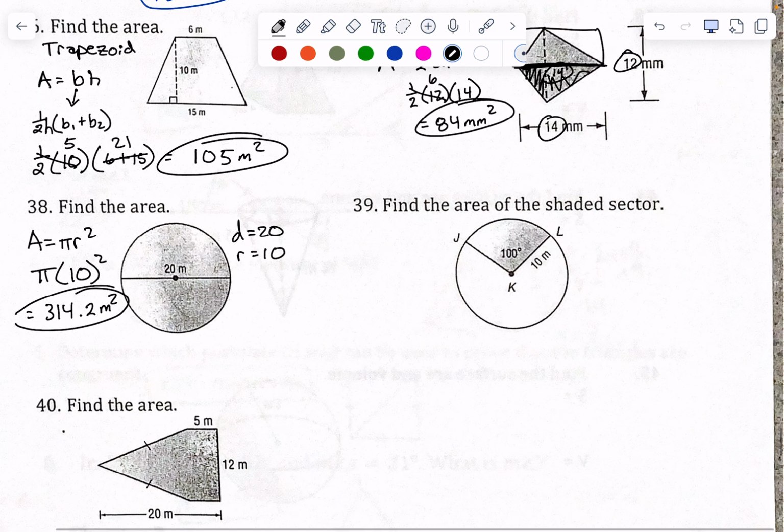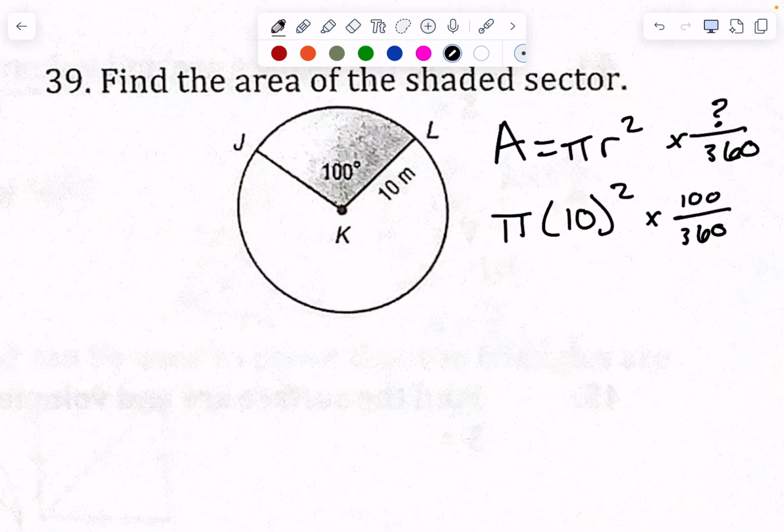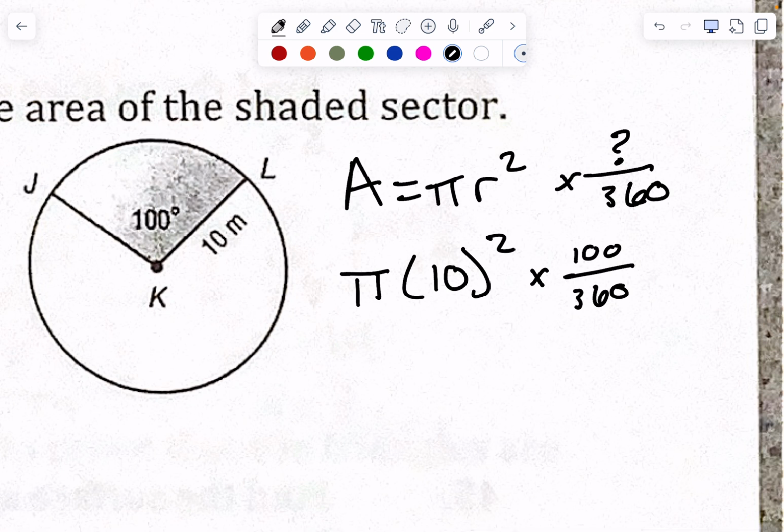All right, 39, ready? We're finding area of a circle, and area of a circle is pi r squared, and the radius is 10. That would be the area of the whole circle, but I don't want the whole circle. I only want a part, so you multiply by 100 over 360.